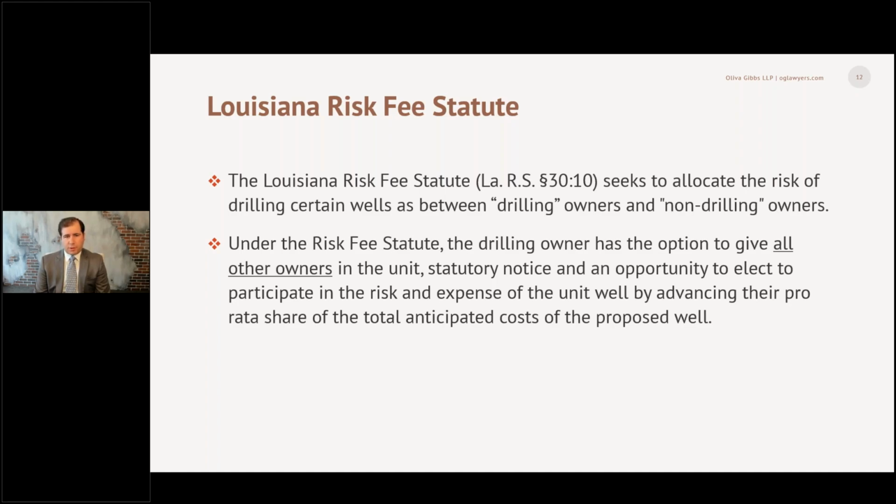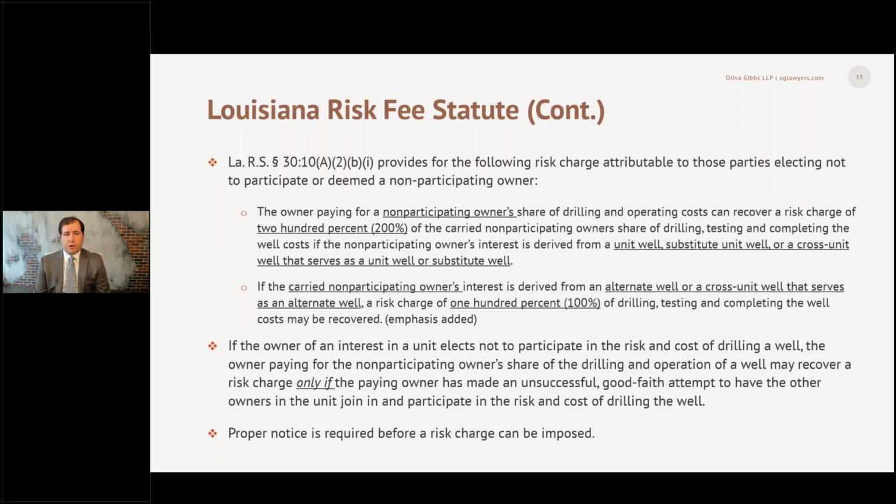So if you have the situation where you've noticed these parties, say it's another working interest owner in the unit, you sent them notice and an opportunity to participate in your unit well, and they refuse to participate. Under the risk fee statute, you can charge that other working interest owner who refused to participate a risk charge for electing not to participate. So essentially, if you're drilling a unit well, you can charge that non-participating owner a 200% risk charge of their carried share of the cost of drilling, testing, and completing the well.